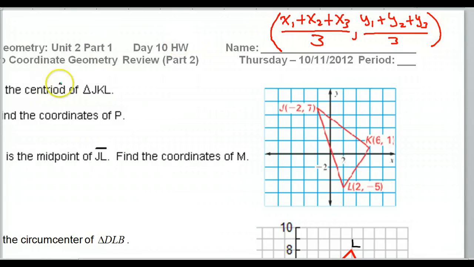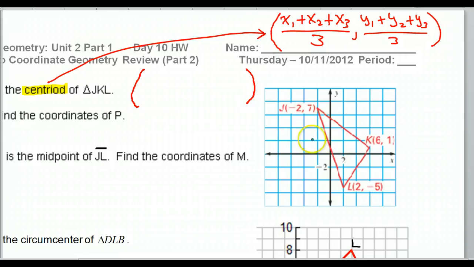Okay, this is how we find the centroid if we have coordinates. And we do have coordinates, so that's what we're going to do. So here I go. As I go to find my centroid, I'm going to do x plus x plus x divided by 3. So I'm going to do negative 2 plus 6 plus 2.